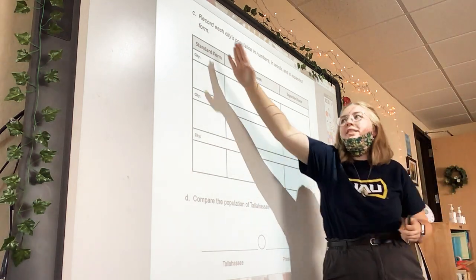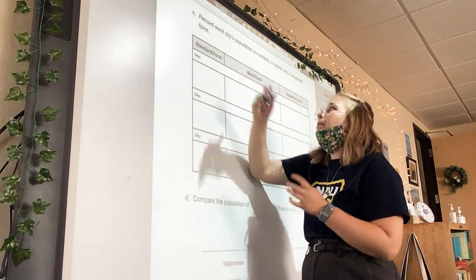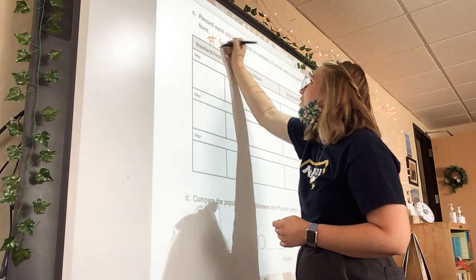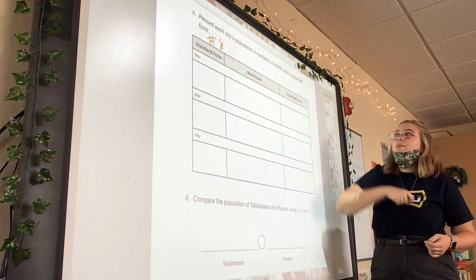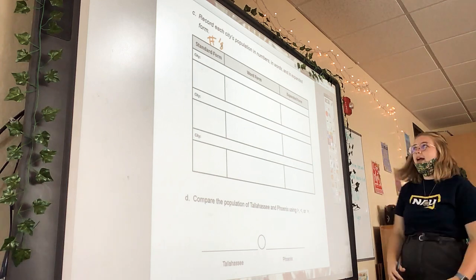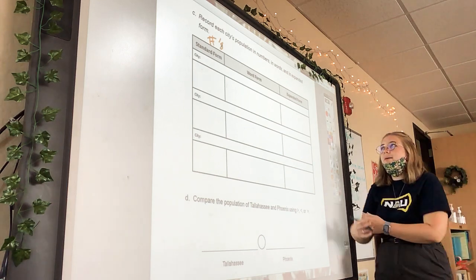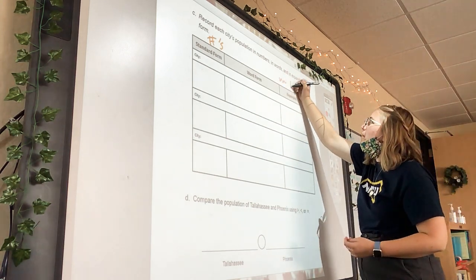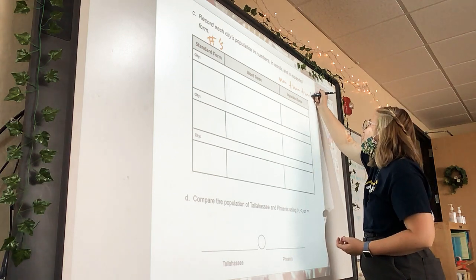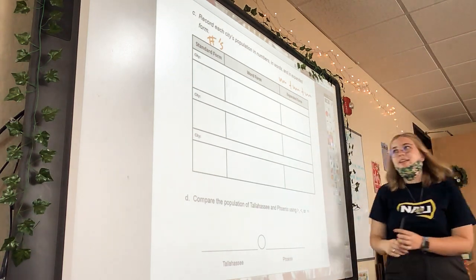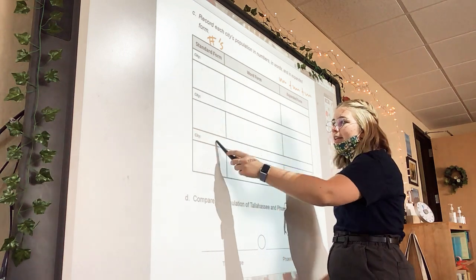So standard form is numbers, right? Yes. You need to put like a number symbol, right? Numbers. Word form obviously is in words, right? And then expanded form, remember that's such and such plus such and such plus such and such, right? So you're writing each city, write the name of the city here, okay?